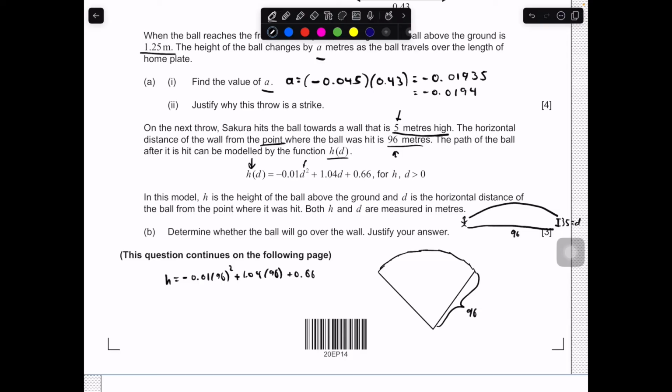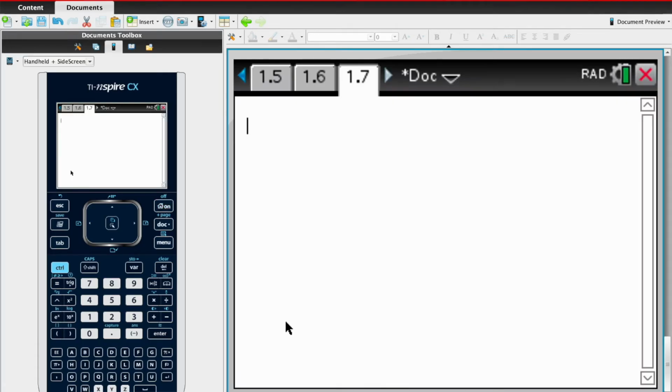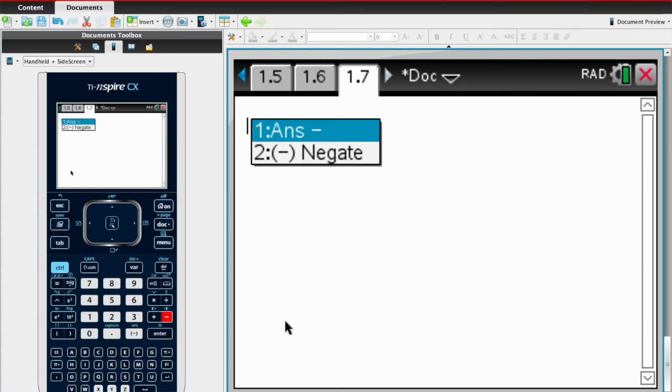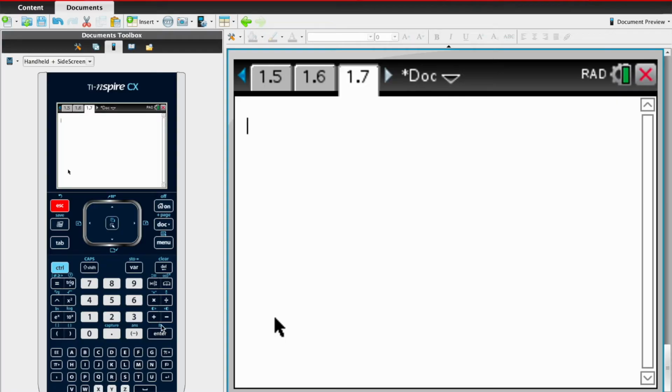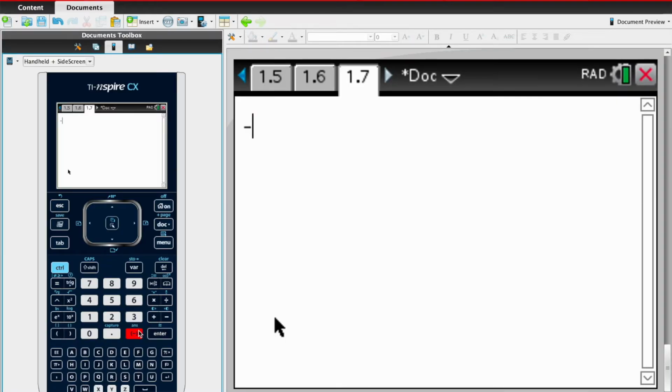Going to the calculator screen. Let's use this negative right here then. Negative 0.01 multiplied by 96 squared, pretty big number, plus 1.04 again times 96 plus 0.66.